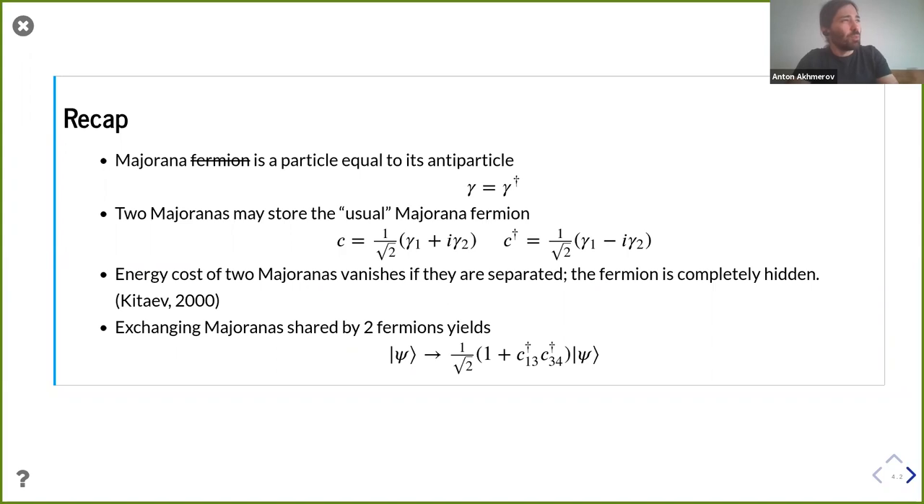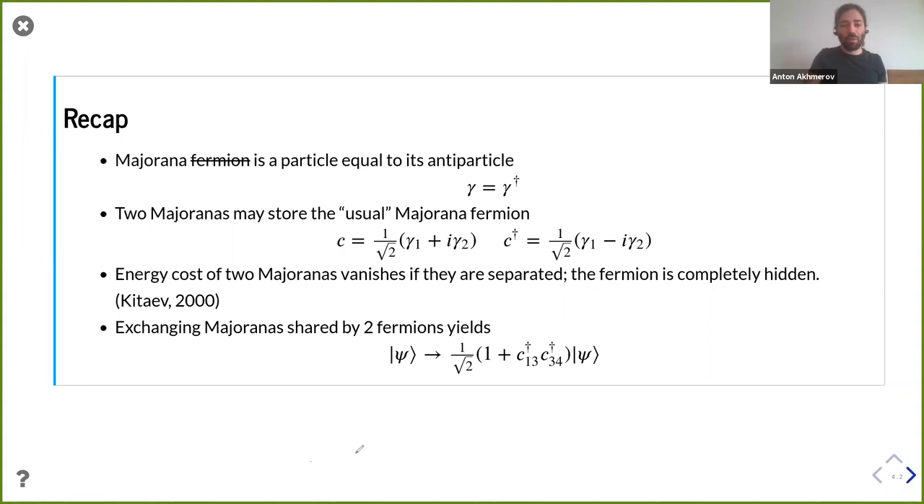Now, just protecting a quantum degree of freedom from the environment is already rather interesting. These are useful since noise is one of the main problems that quantum computers have to deal with. But there's another interesting property of Majoranas, namely, let me try to draw.